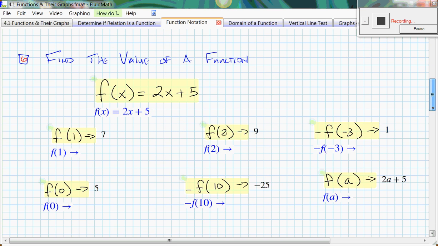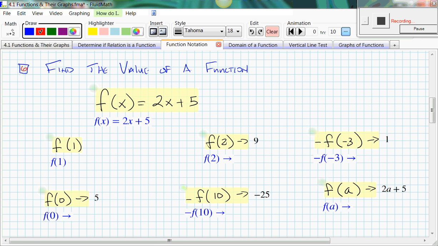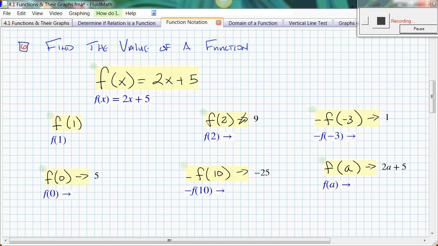Then we had some fun with this. Let me give you an example. I'll erase this and put this up so you guys can see what we did. We had finding the value of a function. The function was f of x equals 2x minus 5. So f of 1, when we look in the computer, it gives us 7. What is it doing? It's taking 1 and plugging it in for x. So 2 times 1 is 2, and 2 plus 5 is 7. So f of 2 should be 2 times 2 is 4, plus 5 is 9. So if I do that, we get 9.